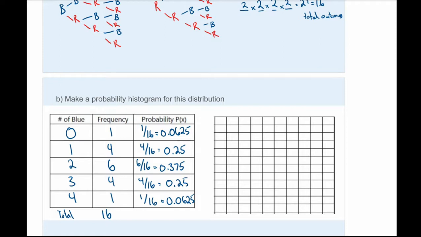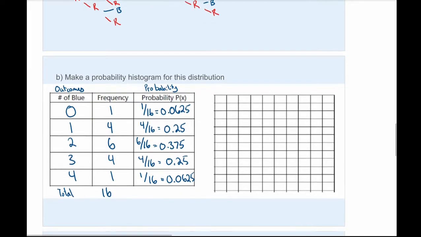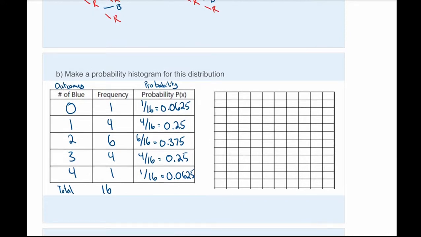So this is kind of a simple probability distribution table. Minus the frequency, we're looking at all the different outcomes here, and we're looking at the probability of each outcome. So those two columns represent our probability distribution table. Now we want to make a histogram for this. So we just want to graph this to see what it looks like. It might be a little bit easier. We can kind of see the trends that could happen.